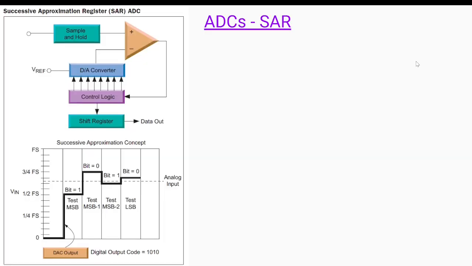So this is the internal workings. Let's understand the internal workings of these SAR, Flash, and Sigma Delta or Delta Sigma types of ADCs. As you can see here, the signal is coming in. You have the reference. You set up your reference voltage.